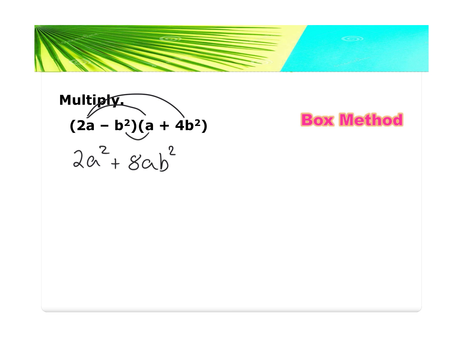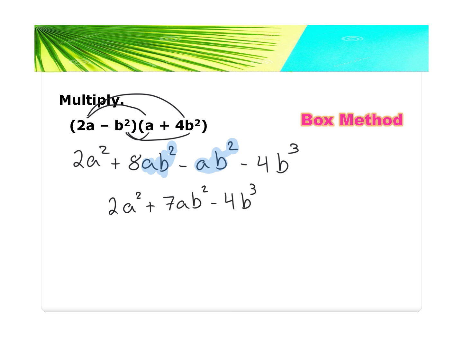I'm going to go ahead and multiply those two to get minus ab squared, and then multiply these to get -4b cubed. Now notice how we have an ab squared. Again, ab squared. So because they are the same, I can actually go ahead and combine that 8 with that negative ab squared. So I'm going to get 2a squared plus 7ab squared minus 4b cubed. That would be your final answer.